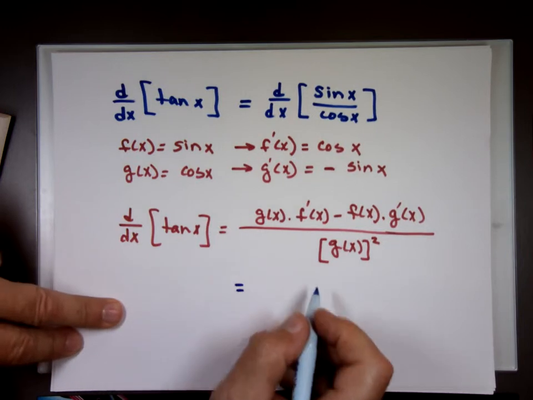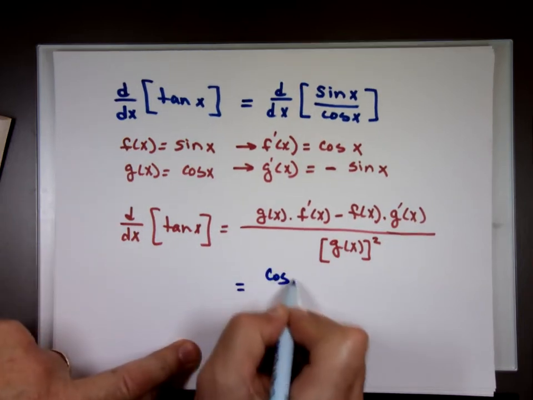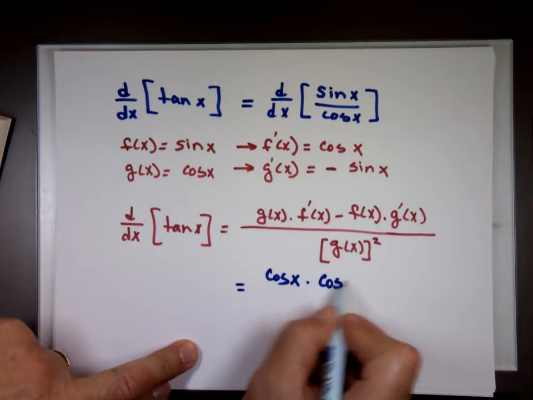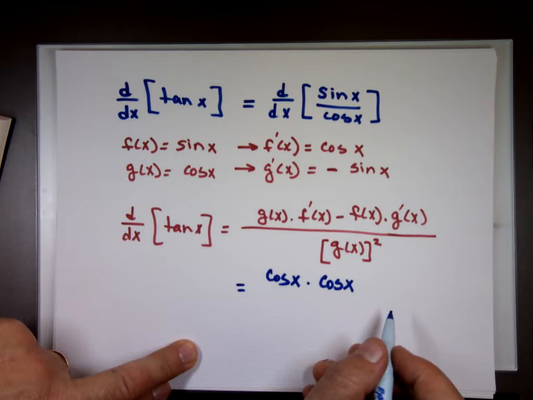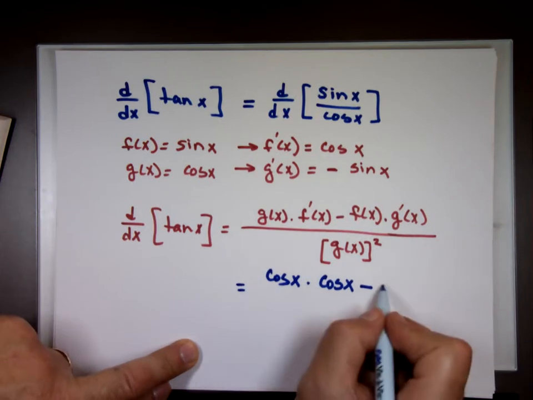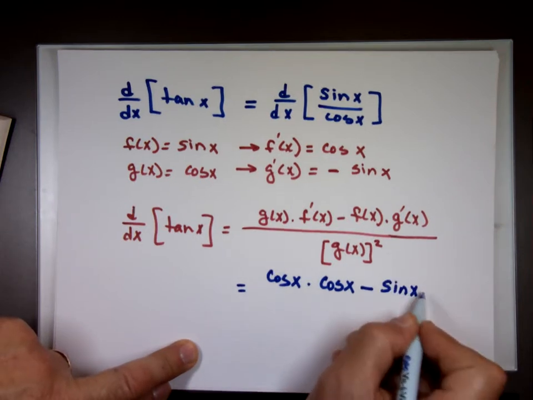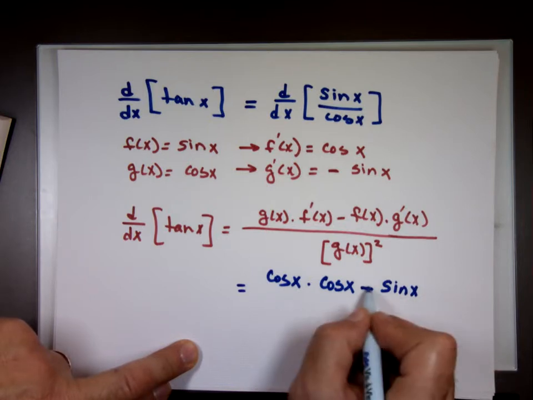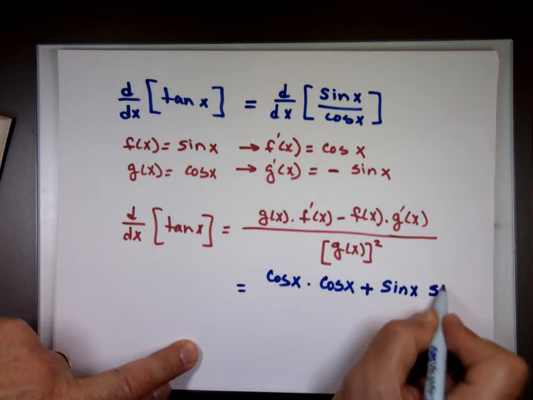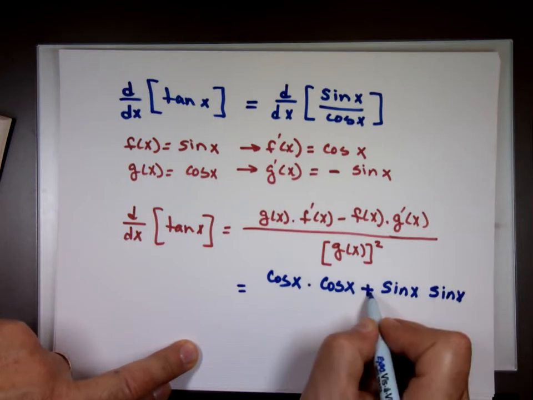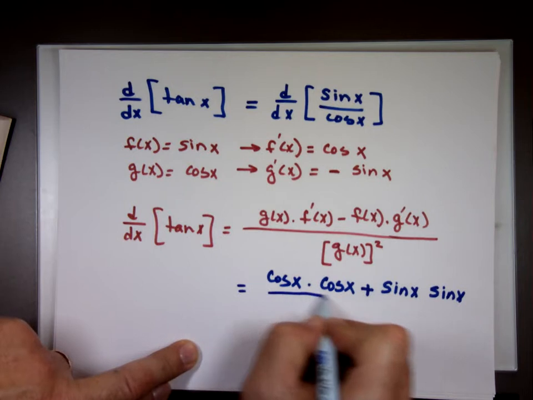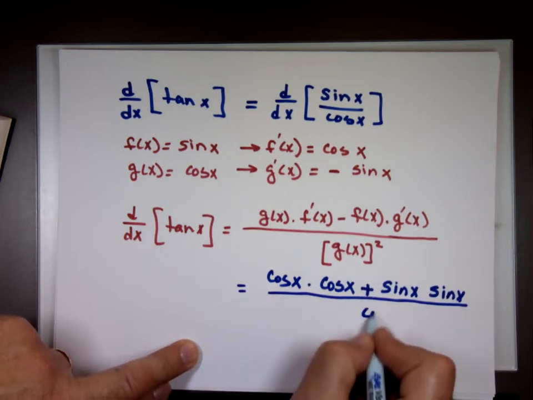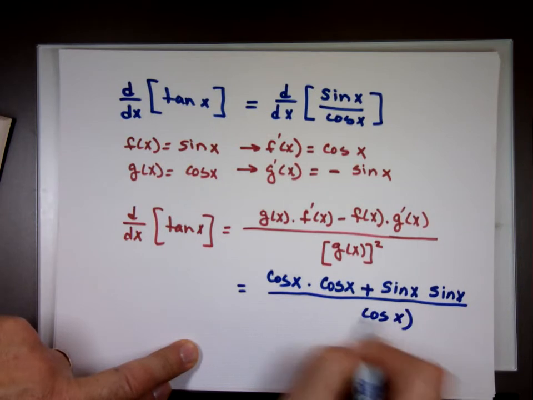What is g of x? Cosine of x. What's f prime? Cosine x. Here's the minus. What's f of x? Sine of x. What's g prime? Negative sine. That'll make this a plus sine of x. I took the minus because that's a multiplication, and made that a plus. All divided by what? Cosine of x squared, because you've got to square it.